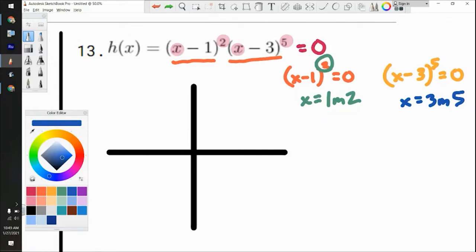Which one's going to have the bounce, the 1 or the 3? Or is it both of them? Which one's going to have the bounce?